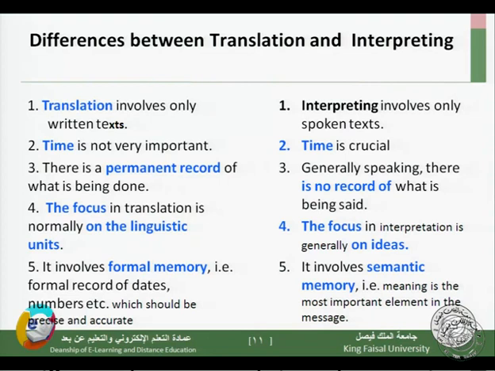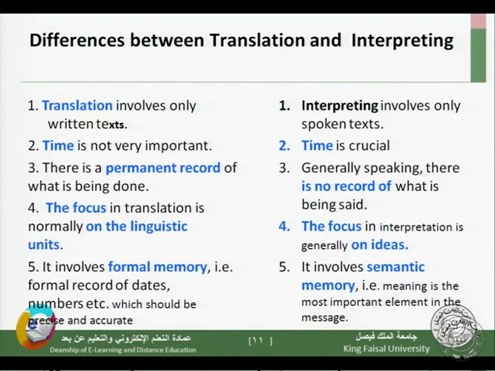Now, number 4, the focus. In translation the focus is normally on the linguistic units of the text. Whereas the focus in interpreting is generally on ideas. In interpreting, I want to listen to your ideas so that I can transfer ideas. Whereas in translation, I have to look at the linguistic units: the words, vocabulary, grammar, structure, connectors, discourse, cultural aspects, sociocultural factors, so many factors in the text.